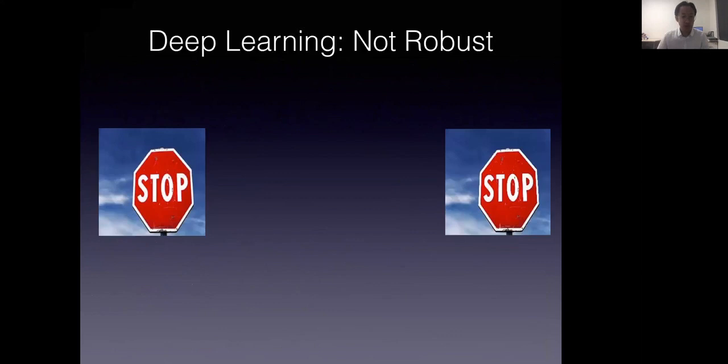We have a point. Deep learning is vulnerable. It is not robust. It can be easily fooled by some manually, carefully designed examples. We show two stop sign images here. One is what we get from the dataset, and the other one is what we designed to fool the system. They look exactly the same, but can result in different classification results.